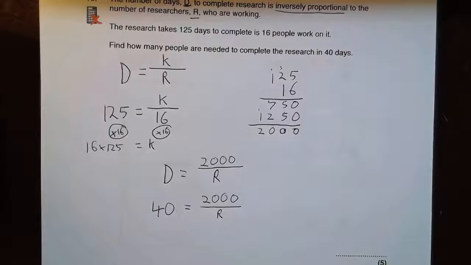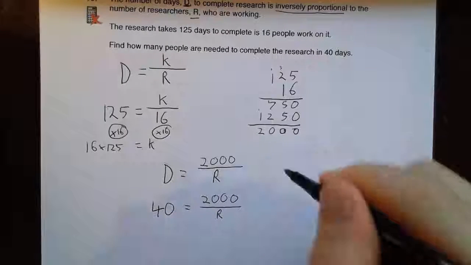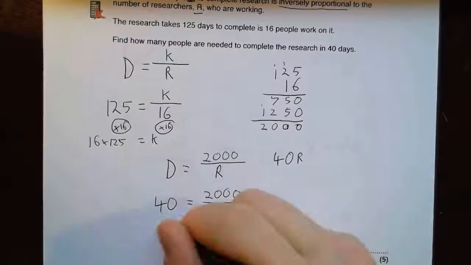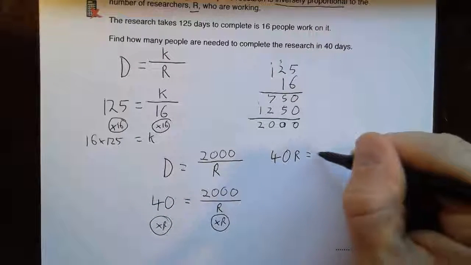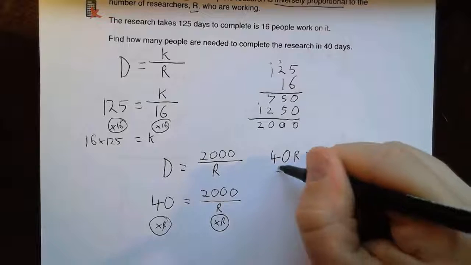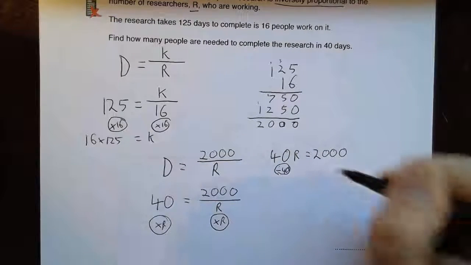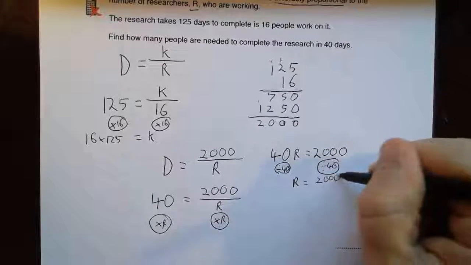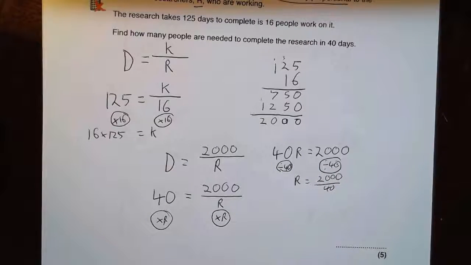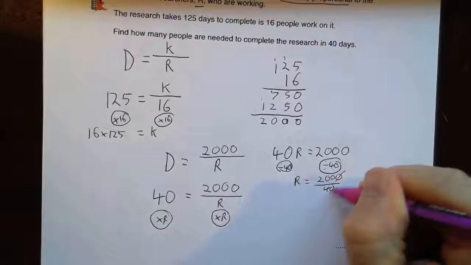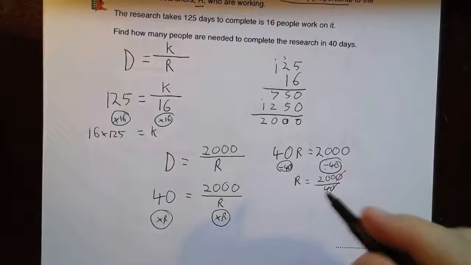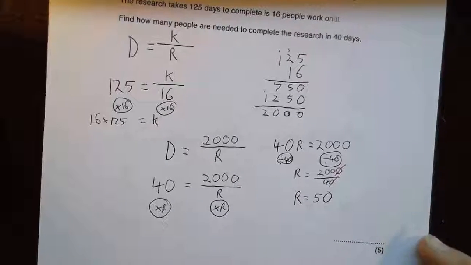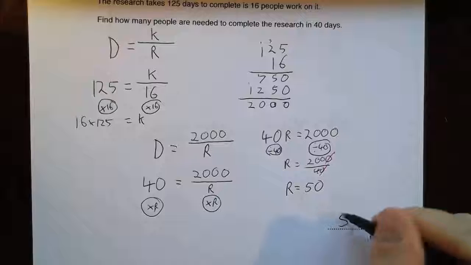Right, I need to get R on its own, so I'm going to rearrange this. If I times both sides by R, I've got 40R equals 2000, and then divide both sides by 40. I've got R equals 2000 over 40. Right, simplify this. 2000 over 40 is the same as 200 over 4. 200 divided by 4 is 50. R equals 50. So they need 50 researchers if they're going to manage to complete it in that time.